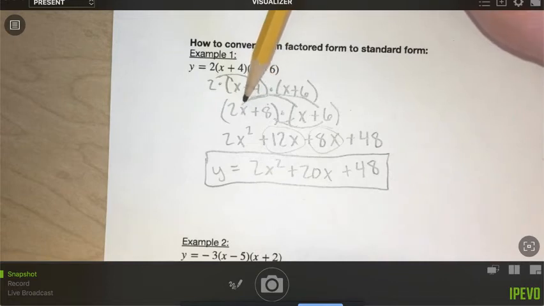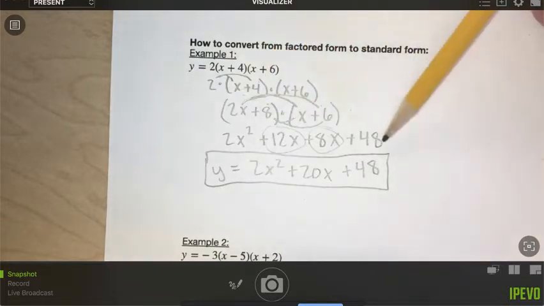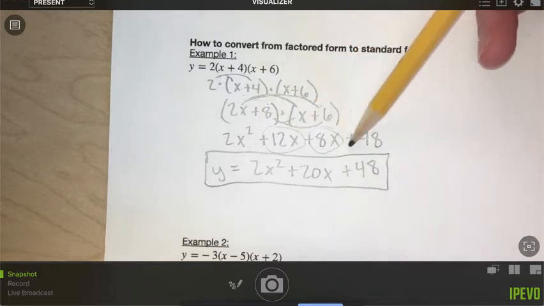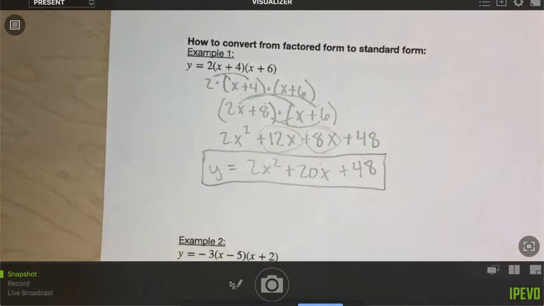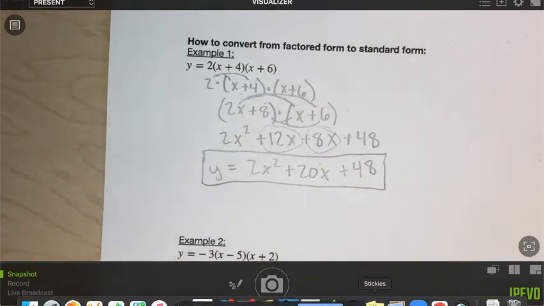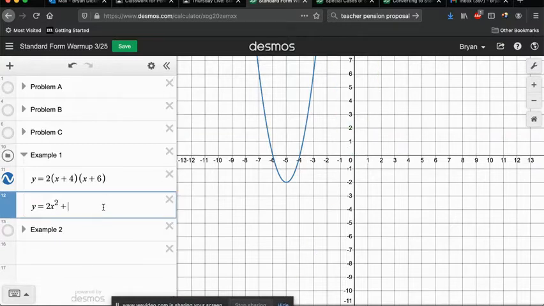So once again, I had to deal with first multiplying the 2 inside. And then from there, I had to do first term times both things in the other set of parentheses, and second term times both things in parentheses. And then I saw I have 2 x terms without exponents, and so I can combine them into a single like term, and there I have it. And just to confirm that what I've found is actually true, if I type in y equals 2x to the second plus 20x plus 48, sure enough, I get the exact same parabola as the original. And so now I know I'm good to move on.